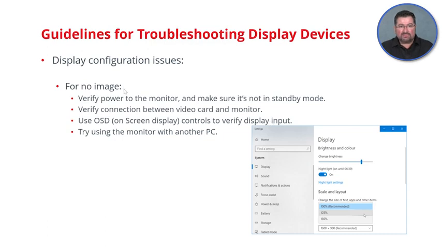So if you have no images, we're going to verify the power to the monitor. Make sure that it's not in standby mode. The machine may have gone to sleep, and it's just not producing because it's in hibernation or sleep. And we're going to verify the connection between the video card and the monitor. We're going to use on-screen display (OSD) controls to verify display input, and try using the monitor with another PC.